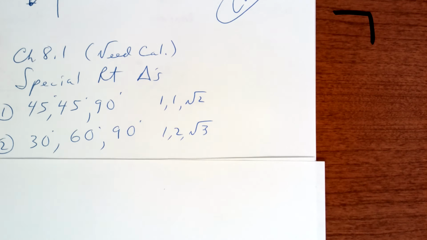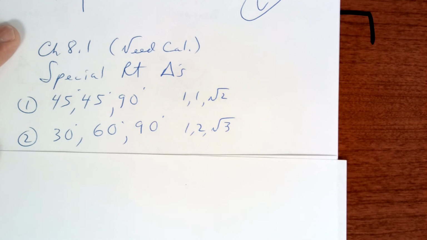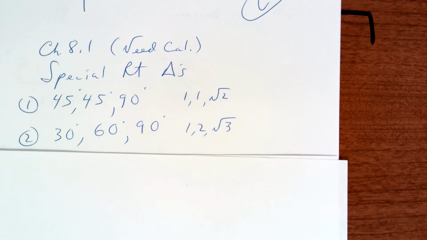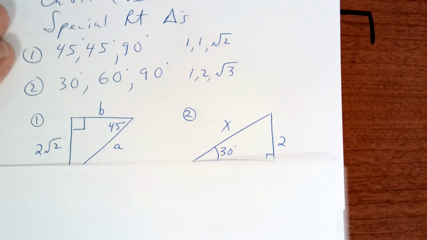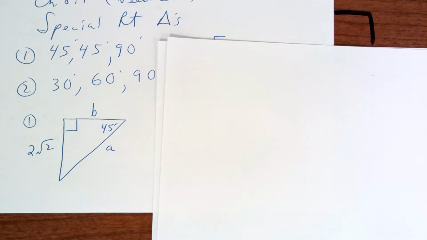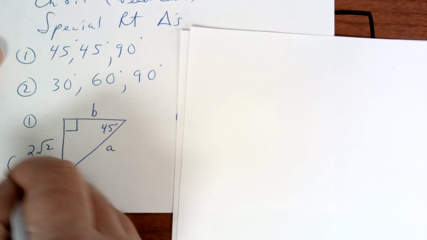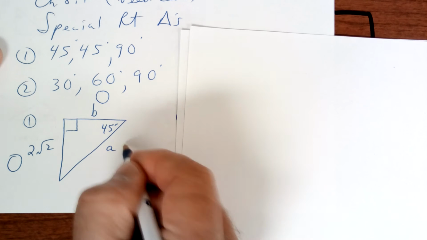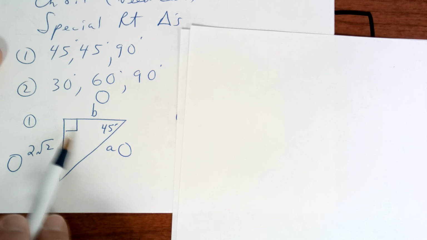Today we're doing special triangles. Copy this down on a new sheet of paper. Okay, so let's take a look. Draw on triangle number 1. And then I want you to put circles around these. Not around the numbers, but around the sides.